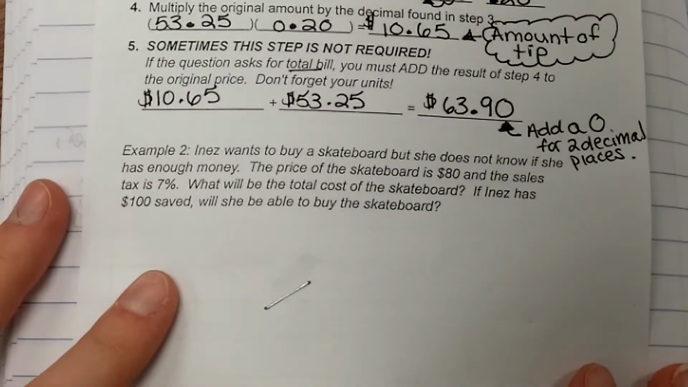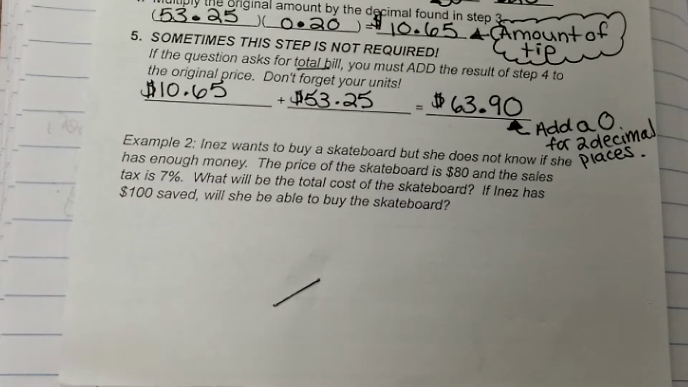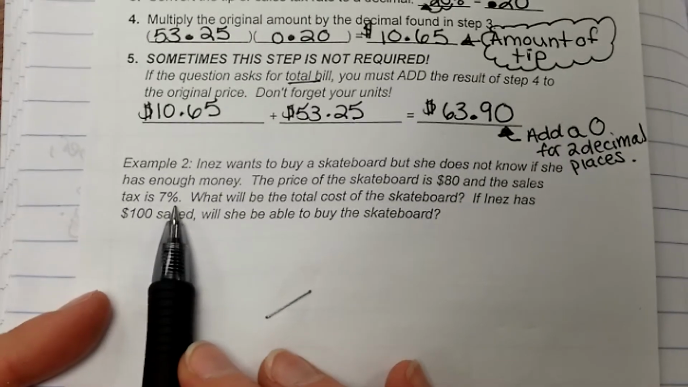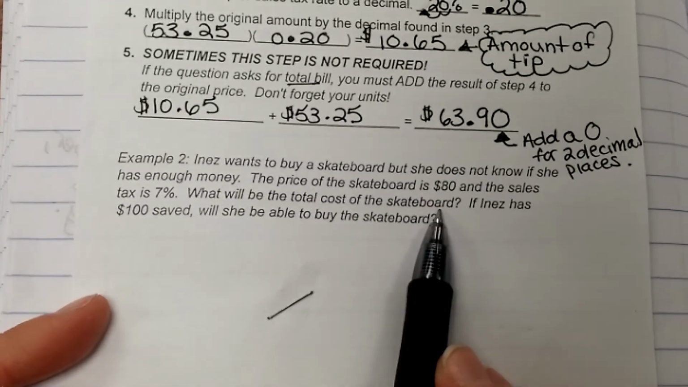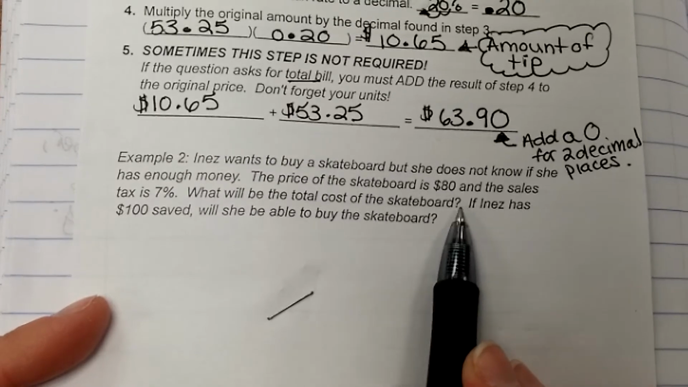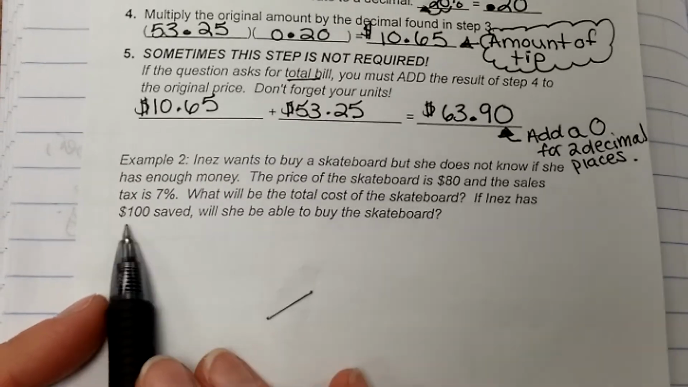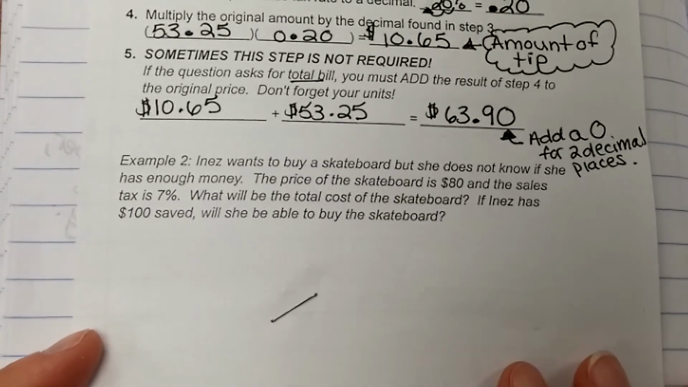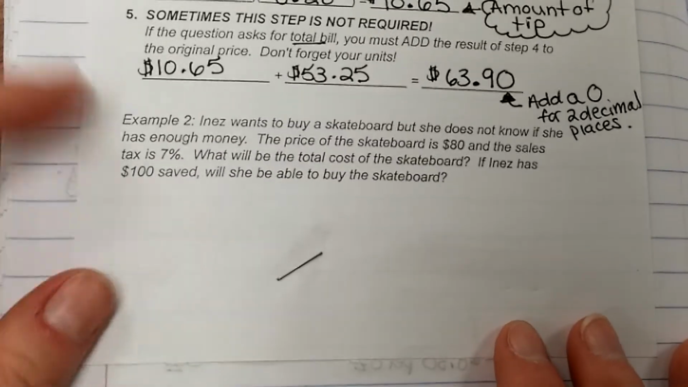All right, example number 2. Inez wants to buy a skateboard, but she does not know if she has enough money. The price of the skateboard is $80 and the sales tax is 7%. What will be the total cost of the skateboard? And that's part 1 of the question. Part 2 is if Inez has $100 saved, will she be able to buy the skateboard? So the first thing we need to do is to figure out the total cost of the skateboard.